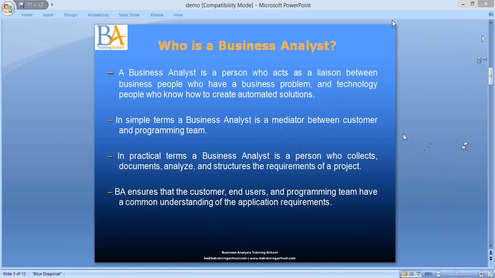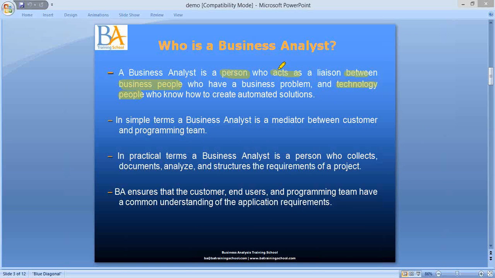Let's start with who is a business analyst. Generally, any person at this stage of taking a demo, or interested in undergoing training for business analyst, might have done some research online and learned what a BA job is. If you look at any internet books or articles, the definition you see will be something like this: a business analyst is a person who acts as a liaison between business people who have a business problem and the technology people who know how to create automated solutions to those problems.